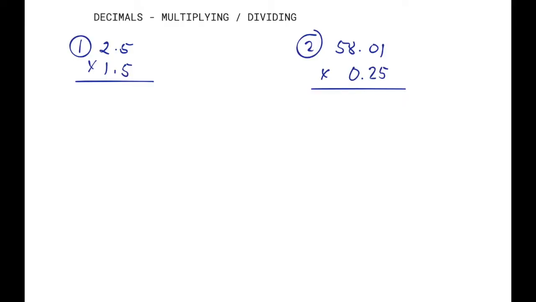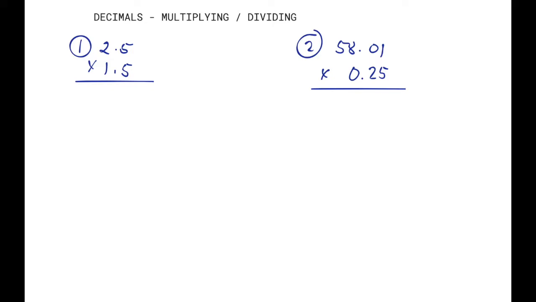When multiplying decimals, you are going to consider two things. The first is to multiply them as if they are whole numbers. Second is to properly find the location of your decimal point in your product. And I am going to show you that in the two examples here.